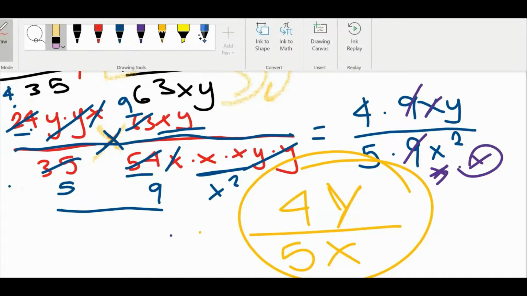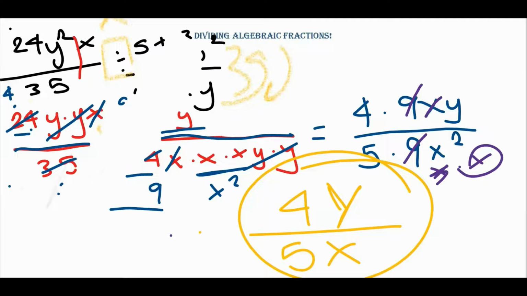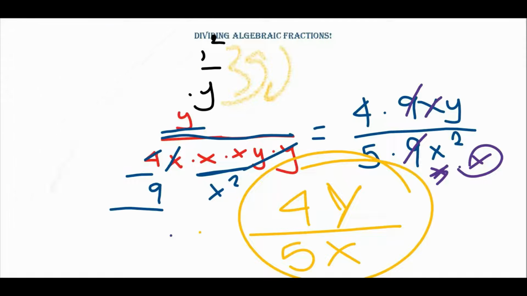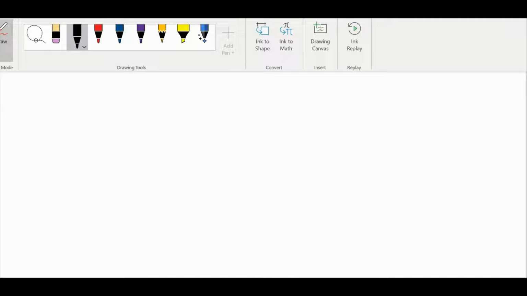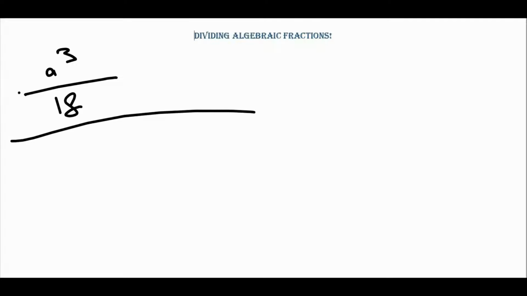So let's do another example. Let me just clear the board real quick. This example that we're going to do is going to be slightly trickier, but once again it's going to have the same concept. So our algebraic fraction is going to be a to the power of 3 over 18 over a to the power of 2 over 48.